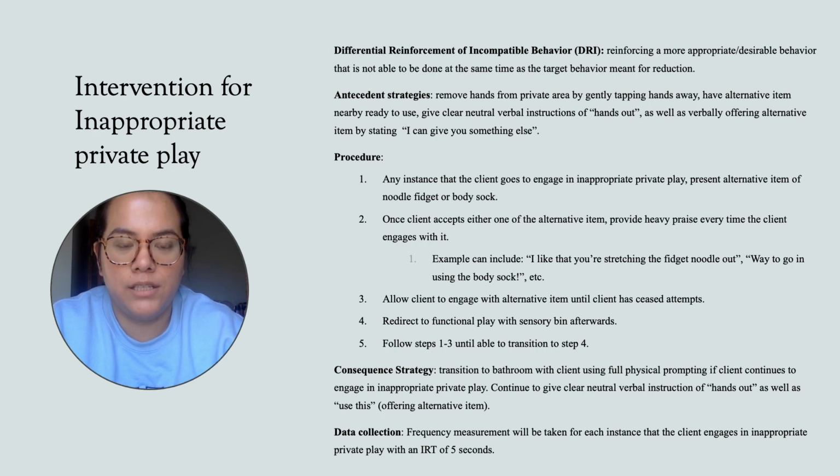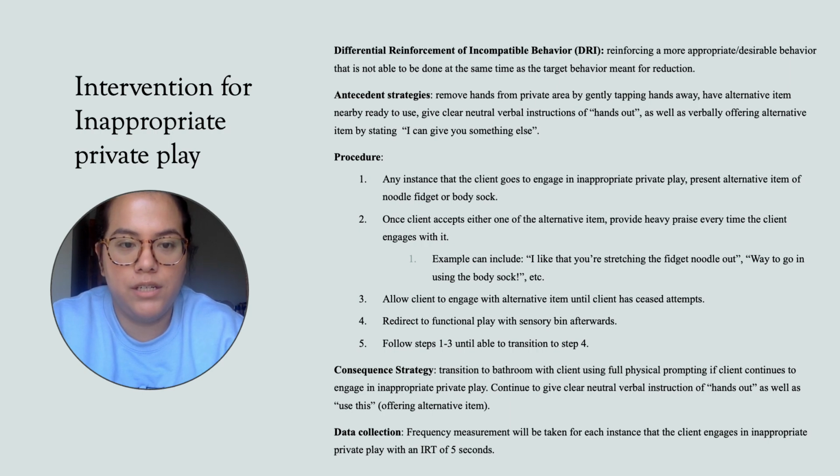We will allow clients to engage with an alternative item until the client has ceased attempts of engaging in inappropriate private play. Afterwards, we redirect to functional play with the sensory bin, and then we follow steps 1 through 3 until we transition to step 4 to complete the procedure steps for this intervention.